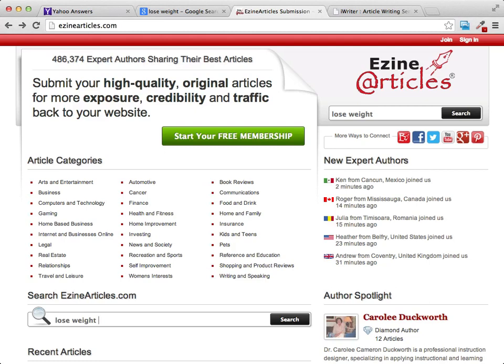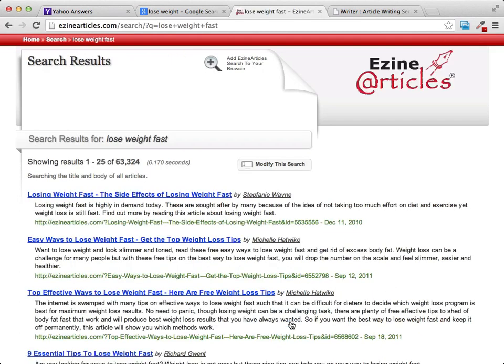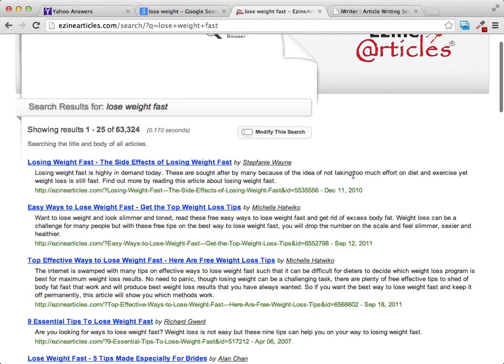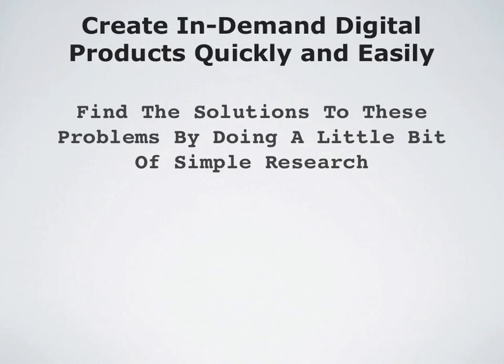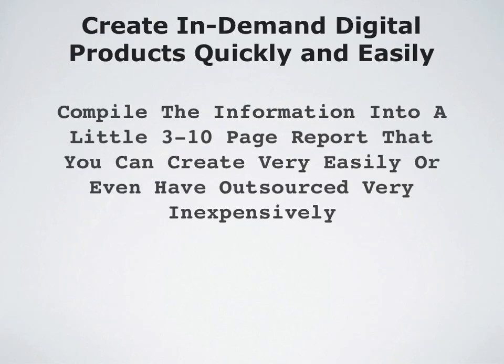So I'm going to just type in here at eZine Articles, lose weight fast. Okay, I'm going to do a search, and what I'm going to do is get some answers. I'm not going to copy people's work, but I'm going to spend a little bit of time researching. I might spend 10 to 15 minutes researching this. But like I said, I'm going to compile all this information into a little 3 to 10 page report.